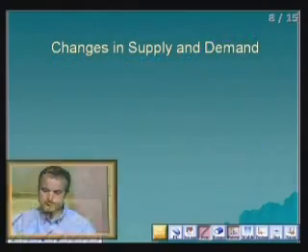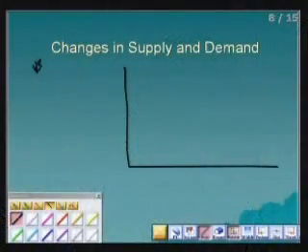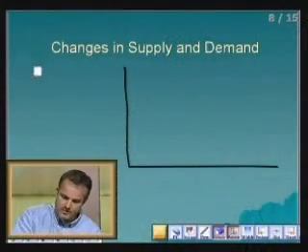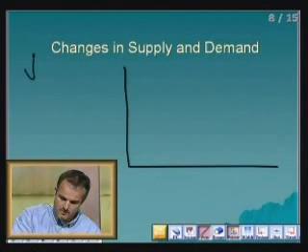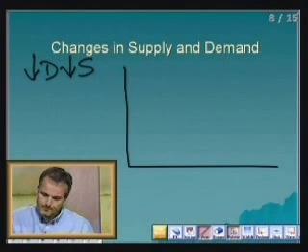The next scenario. Our next example we're going to use is what happens when we have, and this is a rare case, a decrease in demand and a decrease in supply. So let's take a look.